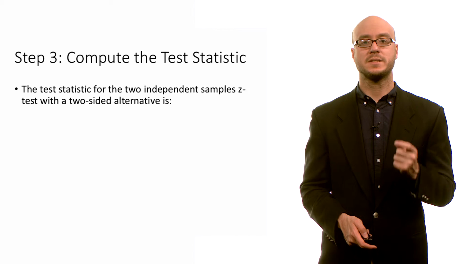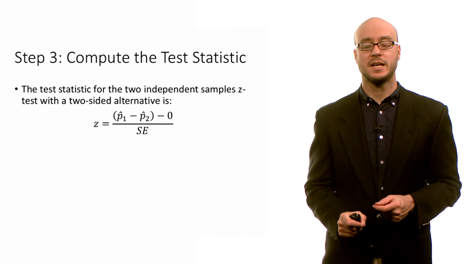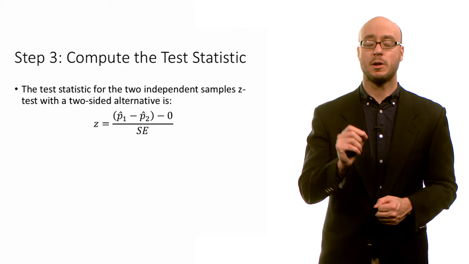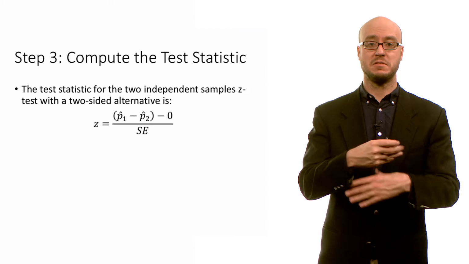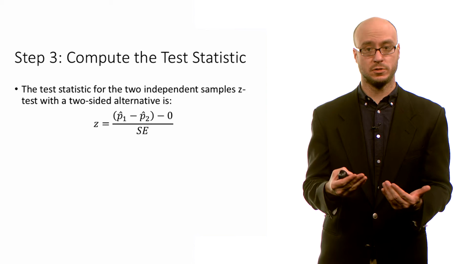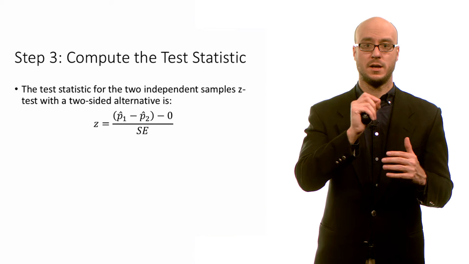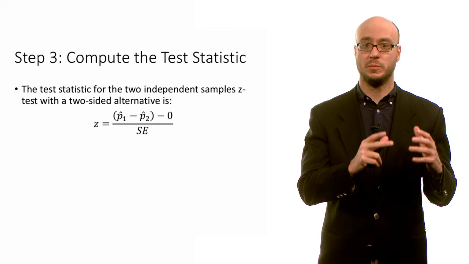For step 3, we will compute the test statistic. For the two independent sample z-test with a two-sided alternative, the z-test statistic is that difference in sample proportions minus 0. That's because the null hypothesis is 0. The null is that there's no difference in the population between these two groups. So that's where we think that sampling distribution for p hat 1 minus p hat 2 is going to be located.